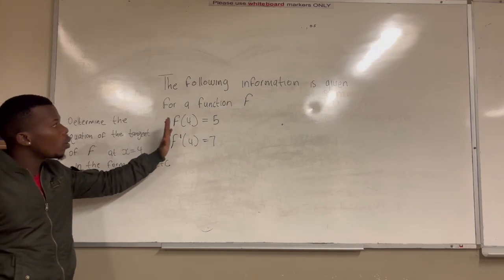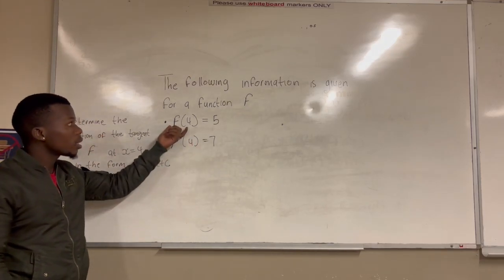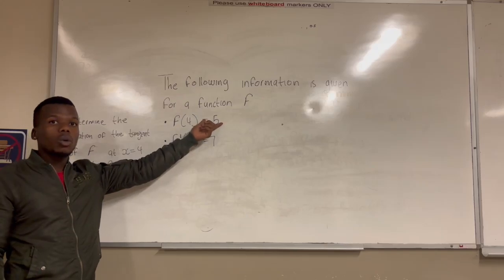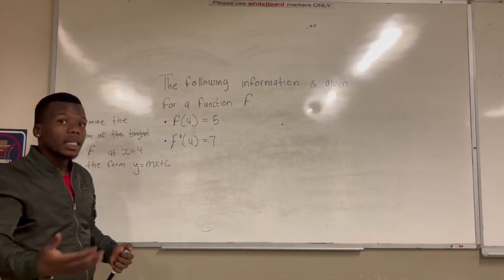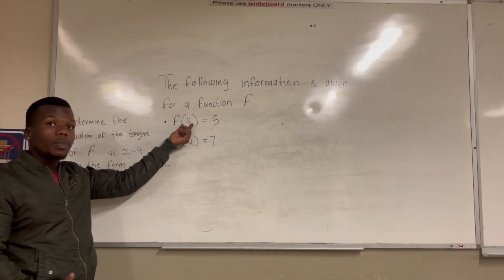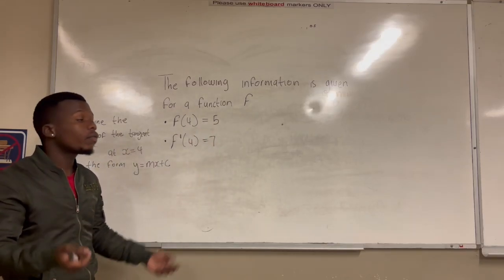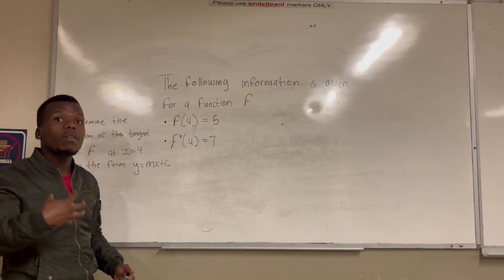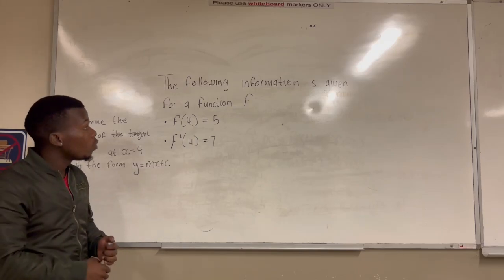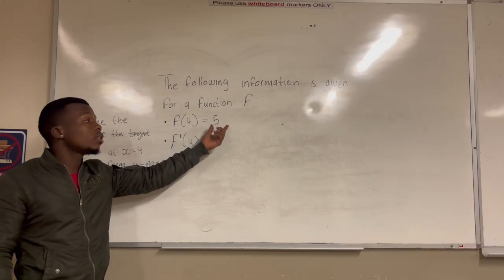Now let's check our information. Remember, f of 4 is equal to 5, meaning that the x value here is 4 and the corresponding y value is 5. They substituted 4 where they see x in our function and got the value of y, which is 5.